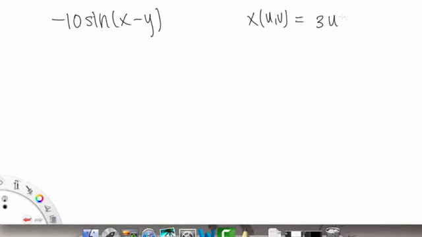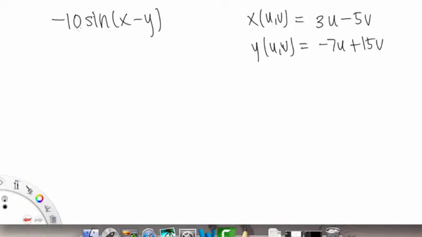So we ended up with negative 10 sine of x minus y, and we want it in terms of u and v. I'll write this over here: x of u and v is equal to 3u minus 5v, and y of u and v is negative 7u plus 15v.